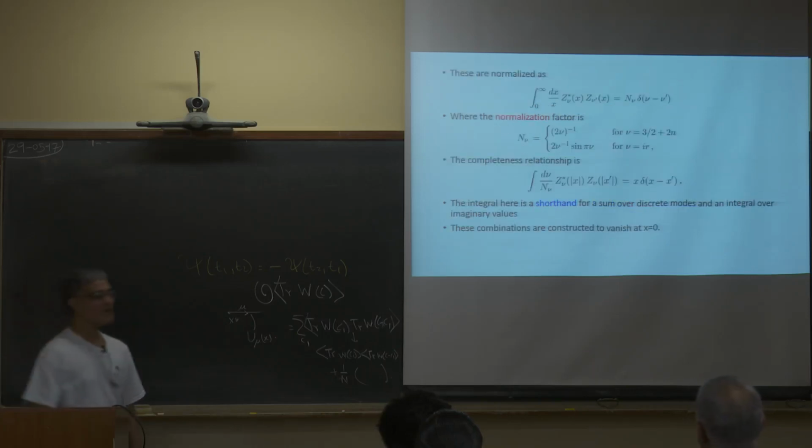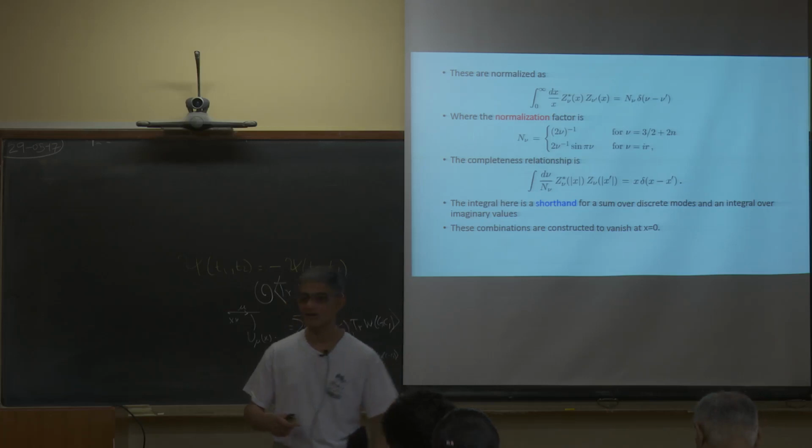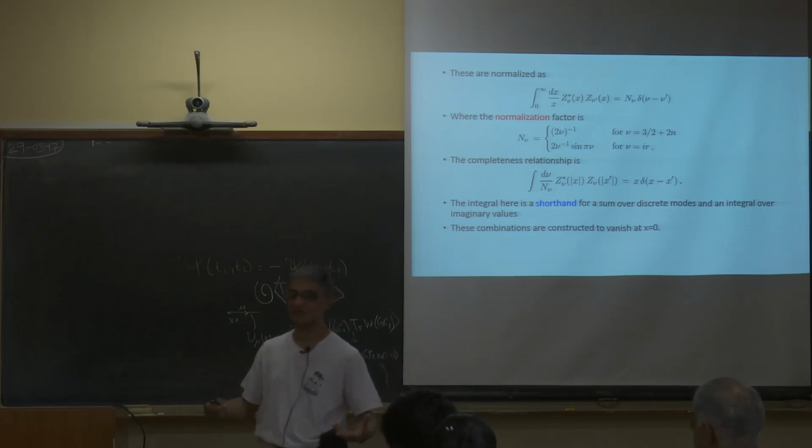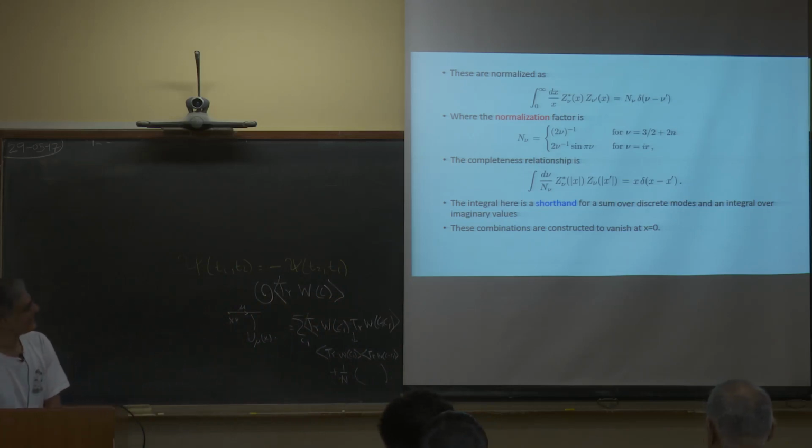Okay. A little more about these functions. This is the normalization condition, this is the completeness condition, and this is the normalization factor for these various things. They were all possibly derived by Kitaev, but who knows, because he never writes a paper. But anyway, okay.